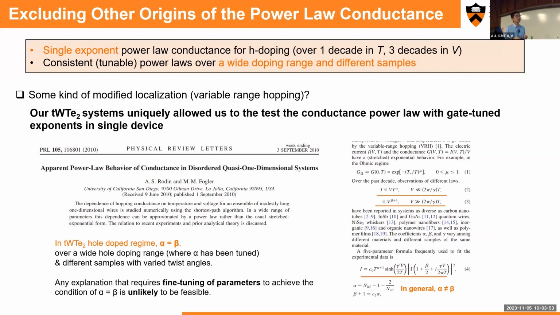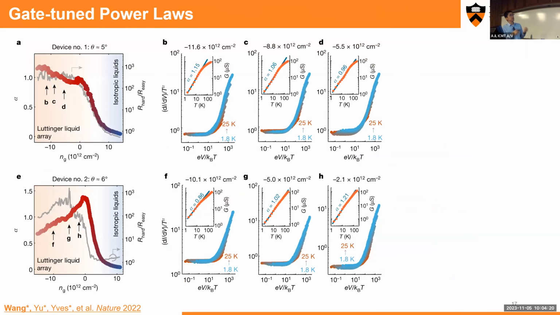And so we think that it's unlikely to be feasible to really reach such an alpha equal to beta by trivial mechanisms, but this is the case in our system. And we can keep changing the gating, just like changing the disorder density or changing the system's density. We can keep seeing this alpha equals beta is always there. And this is the data.